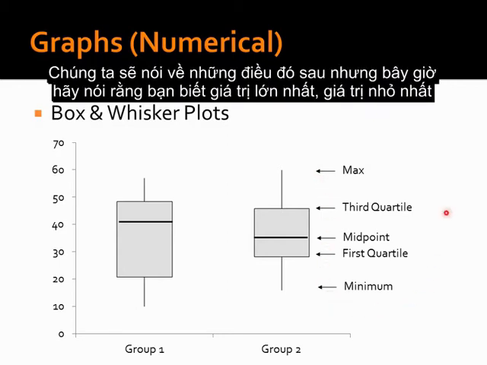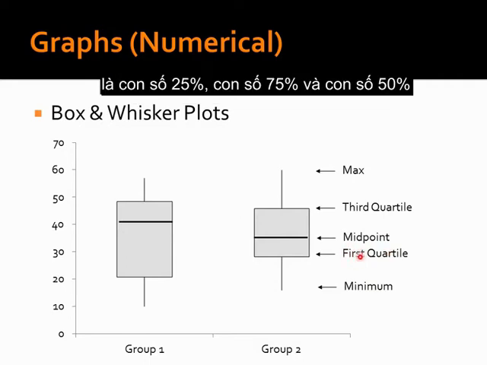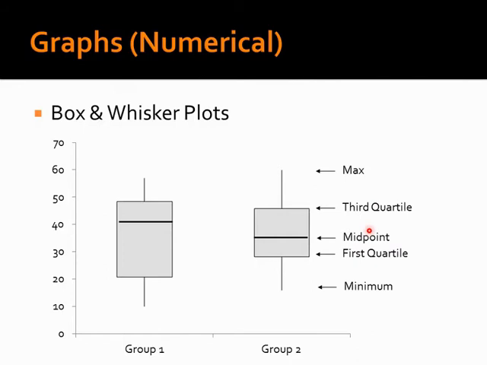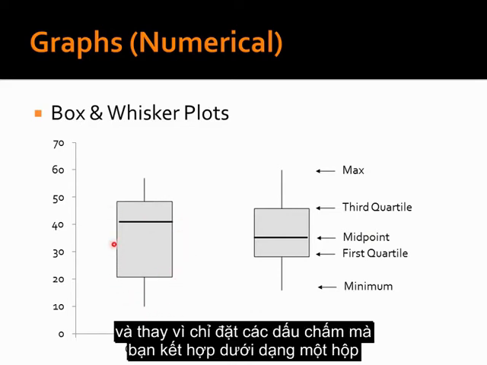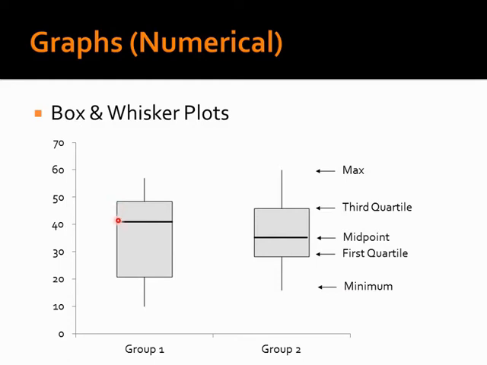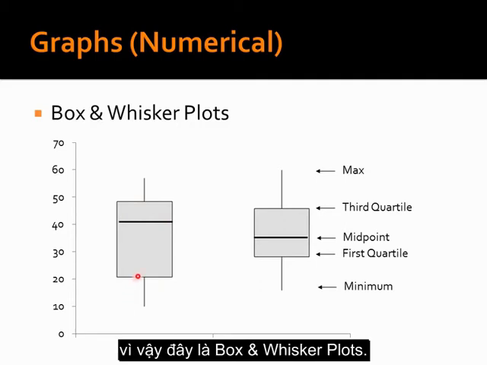We'll talk about those later. But for now, let's say you know the maximum value, the minimum value. You know something called the midpoint, the third quartile, and the first quartile, meaning the 25th percentile number, the 75th percentile number, and the 50th percentile number. It basically takes 5 values, and you plot 1 dot, 2 dot, 3 dot, 4 dot, 5 dot, and rather than just putting dots, you draw it in the form of a box with a dark line which marks the midpoint and the 2 edges. So this is the box and whisker plot.